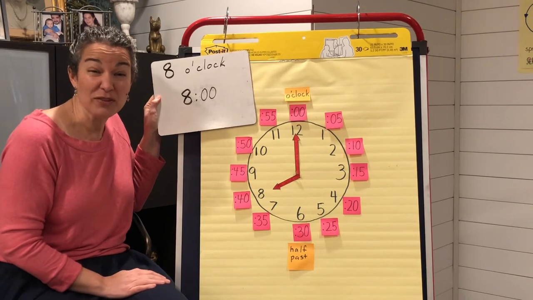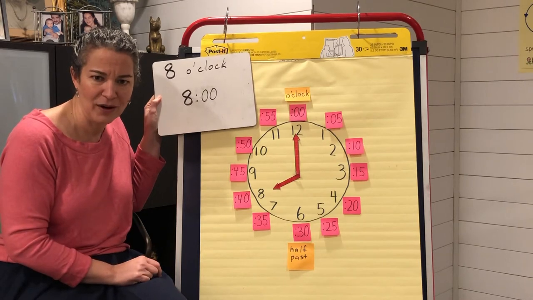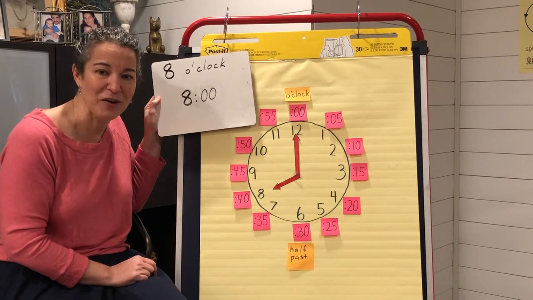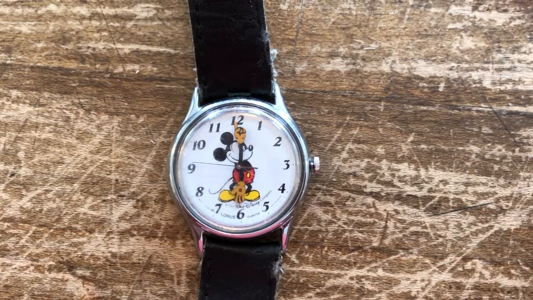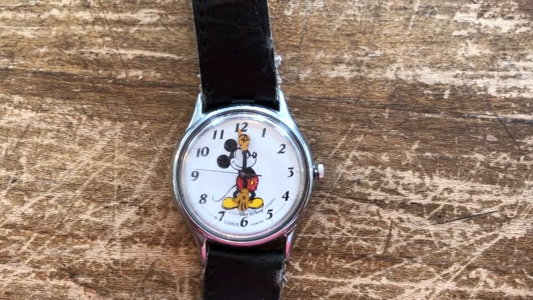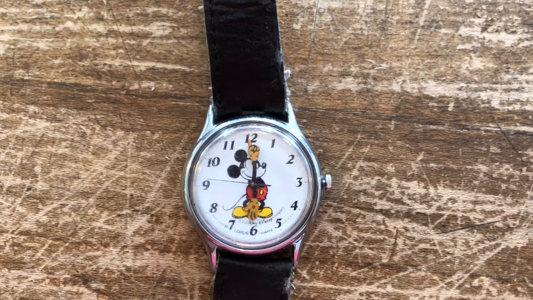All right, my friends, I'm going to switch to my analog clock so you can actually see it. We'll try a couple more, and then we'll come back and talk about time to the half hour. All right, my friends, what time is shown on this clock? Remember, look at the minute hand first. Is it pointing at the 12 or the 6? And then figure out where the hour hand's pointing.